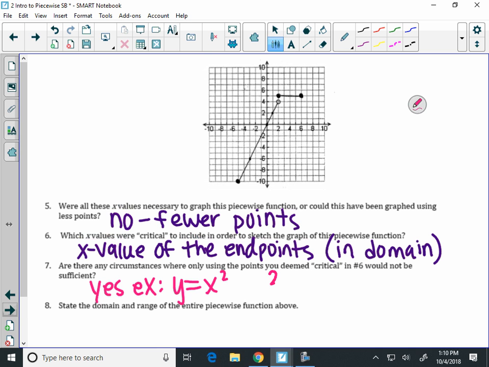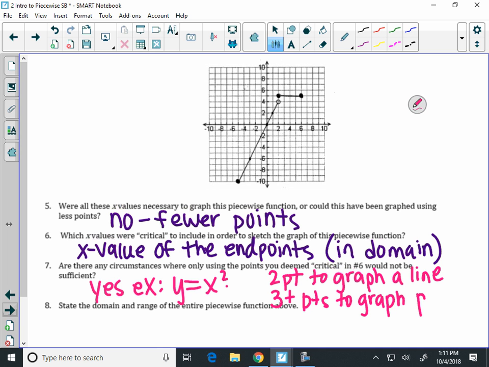2. So if you need 2 points in general to graph a line, a straight line, how many points do you need at a minimum to graph a curve? 3. So most of the time in this case, we're going to use y equals x squared or another quadratic. So you need 3 or more points, but a minimum of 3 to graph a parabola. So sometimes the endpoints aren't going to be enough. You might have to add in a point or 2 so you can see the whole graph.